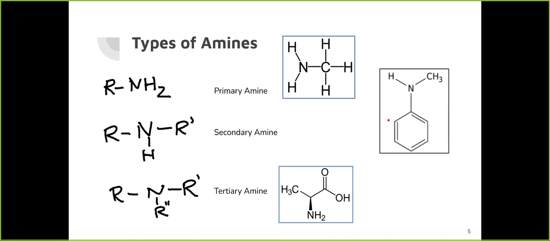An example here, this could be a ring. So you've got a methyl group, that's 1 R. You've got a benzene ring, that's the second R. And then here is the 1 hydrogen. So this is a secondary amine. And then you can have tertiary amines where you don't have any hydrogens anymore. It's all 3 R groups.